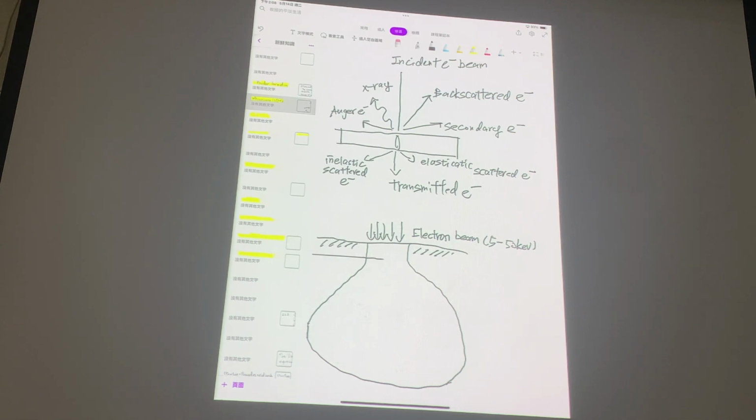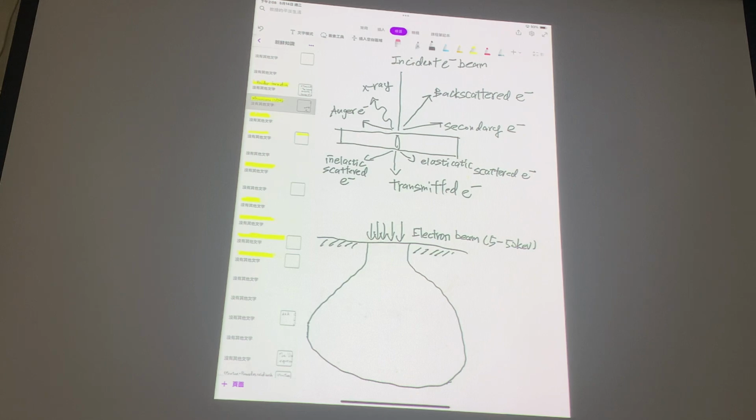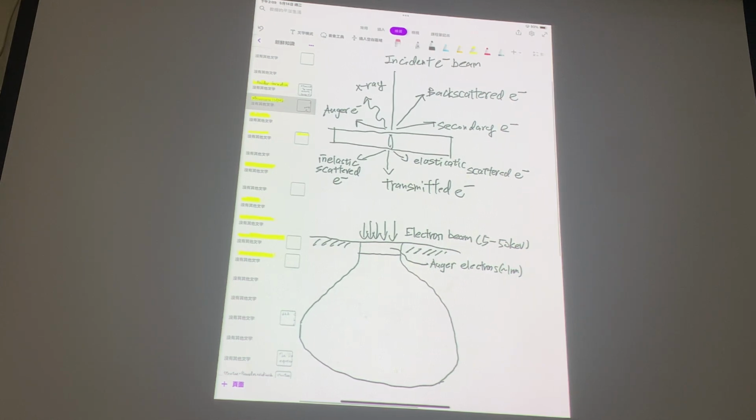So in this region over here is what we call Auger detection, Auger electrons. That's about 1 nanometer depth if we want to obtain that information. The energy is roughly 10 to 100 eV, okay?